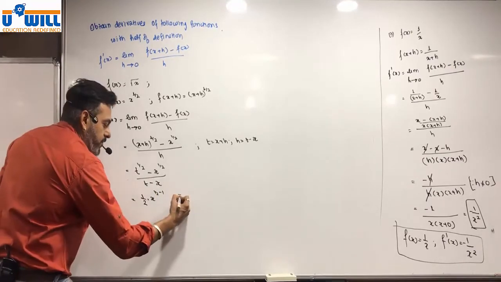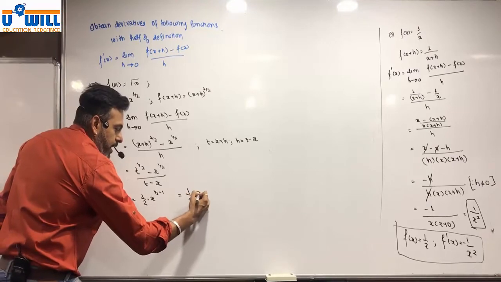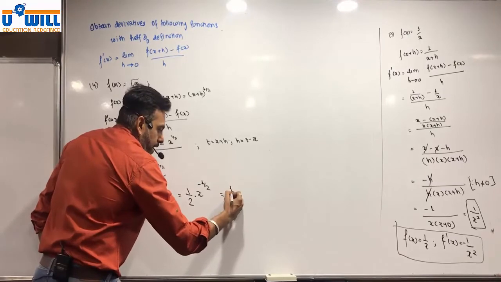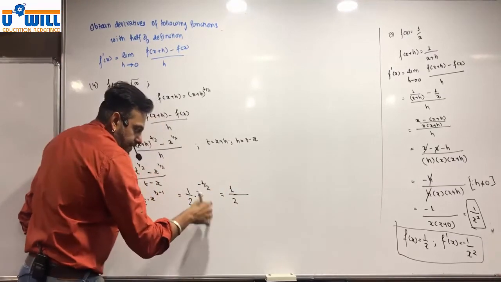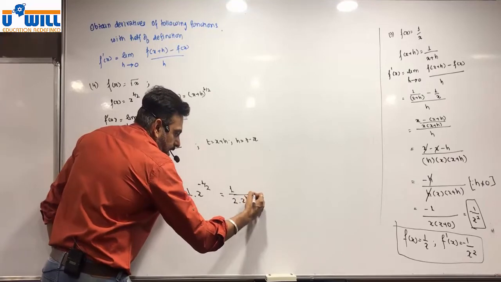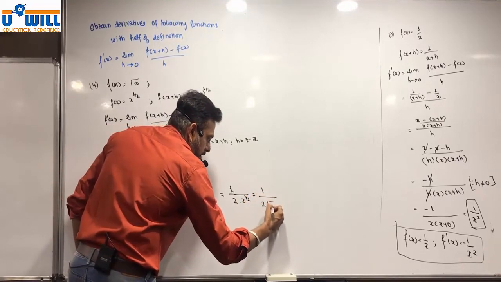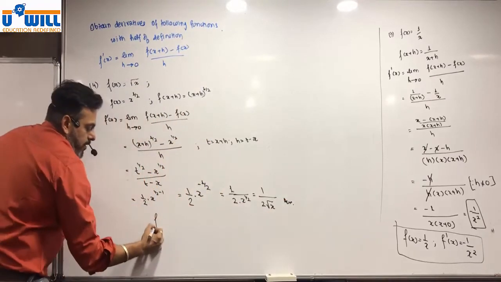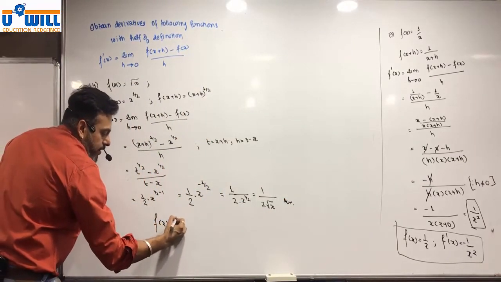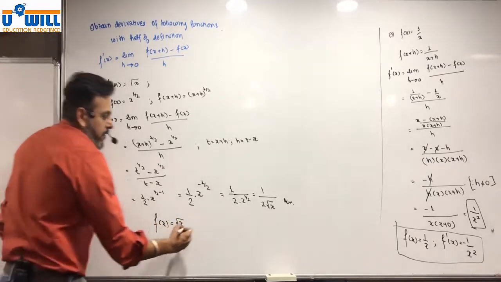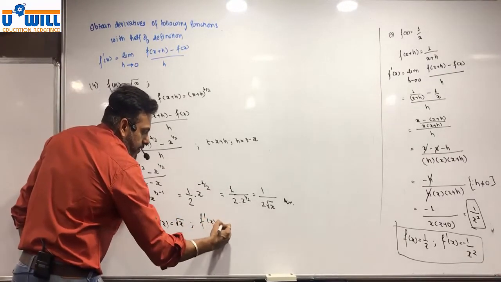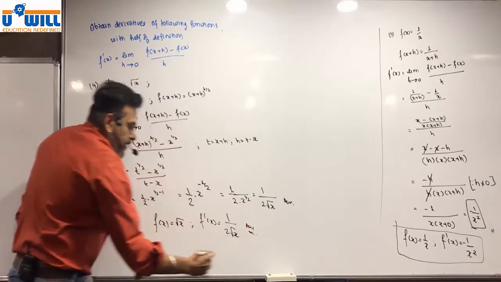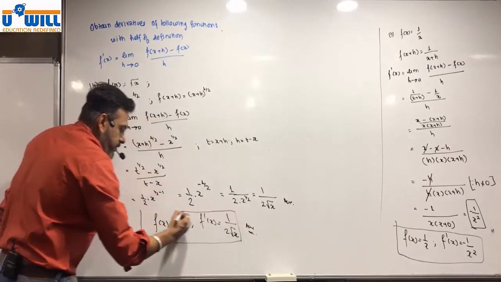Understood this? Which is equal to 1 by 2 into x raised to minus 1 by 2, which is 1 by 2. ये आ जाएगा नीचे into x raised to 1 by 2, which is equal to 1 upon 2 into under root x. Answer. So function of x is under root x. So derivative of this function is equal to 1 upon 2 under root x. This is what you have to remember.